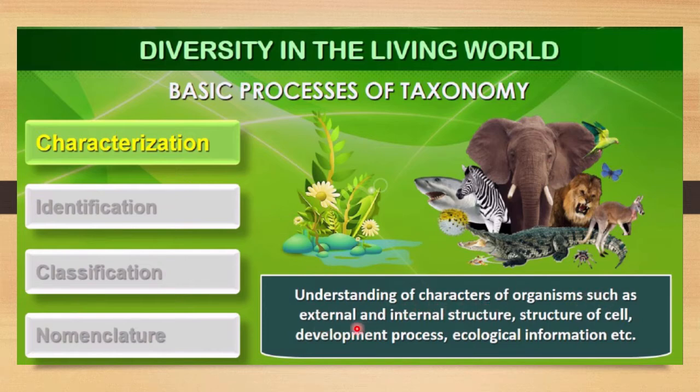Two types of characters may be there in the organism: external characters and internal structures. So this step includes understanding the characters of an organism, such as external and internal structure, and the structure of a cell. Then developmental processes and ecological information are studied. So external and internal structure will be studied, then the structure of the cell, then the developmental process, and after that ecological information will be gathered.